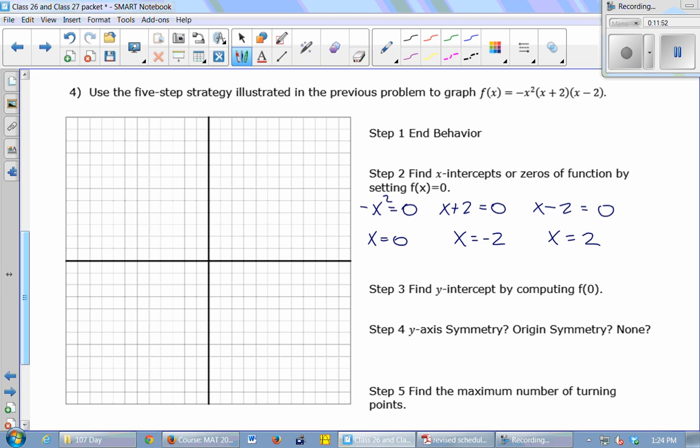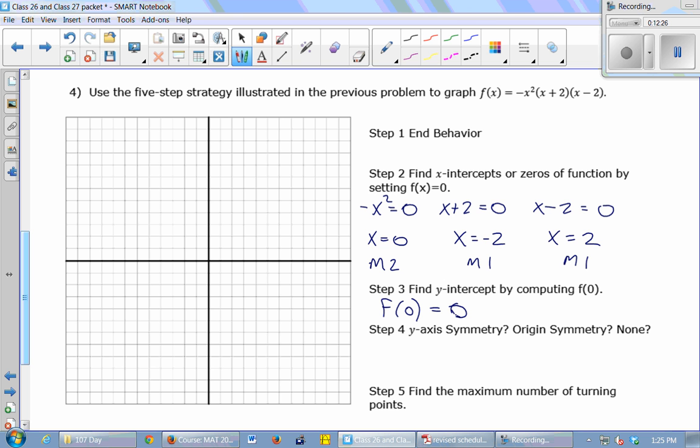What are my multiplicities of these zeros? First one is 2 because it was an x squared. That factor appeared twice. And the other 2's have multiplicity 1. All right, so that made finding the x-intercepts easy. How about the y-intercepts? Is it hard to plug 0 in? You're going to get 0 times 2 times negative 2, which is 0. So f of 0, you just plug it in and get 0.